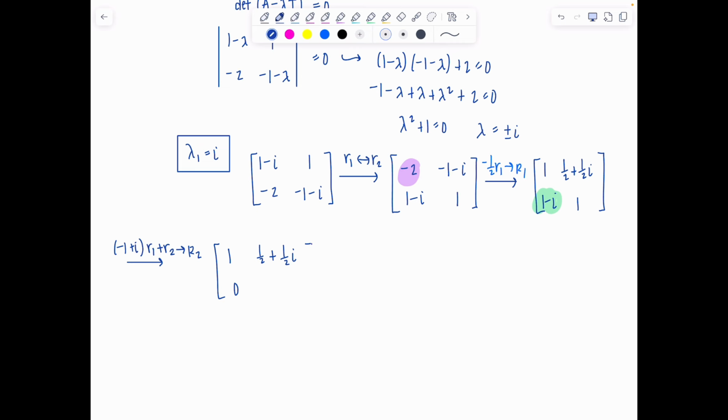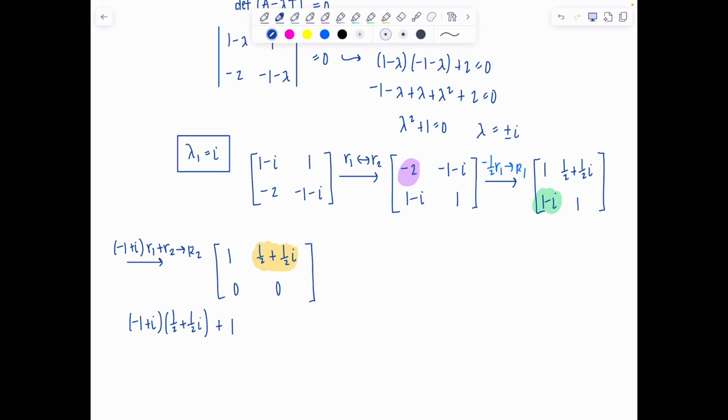And then, I mean, you can take it for granted. What does that bottom entry have to be in row 2, column 2? It has to be 0, right? But let's make sure, especially because when we do the 3 by 3 case, you have to actually figure out what it's going to be, all right? So from here, if I take negative 1 plus i times row 1 times this entry here, which is 1/2 plus 1/2 i, and I'm going to add it to row 2, which currently has a 1, that's going to give me the new entry in row 2.